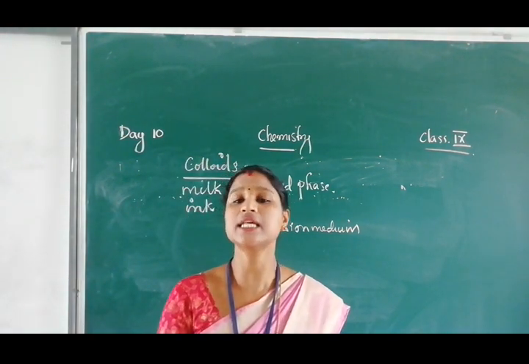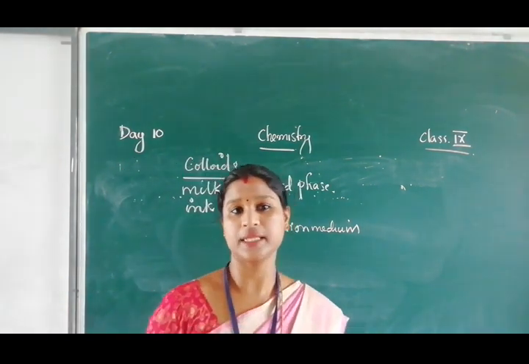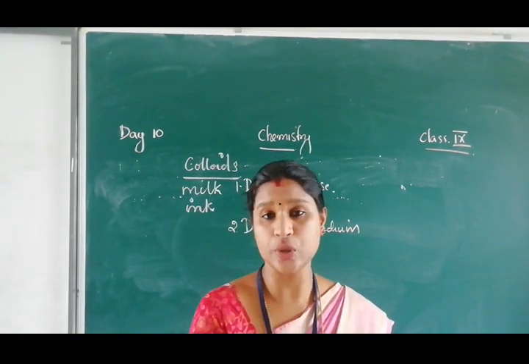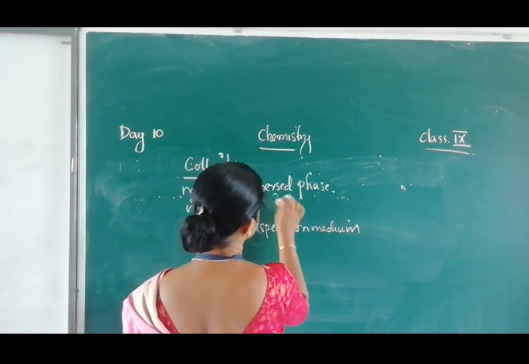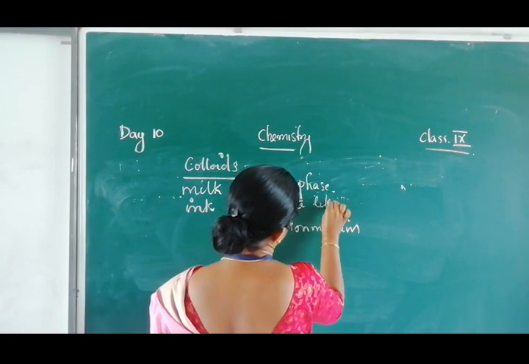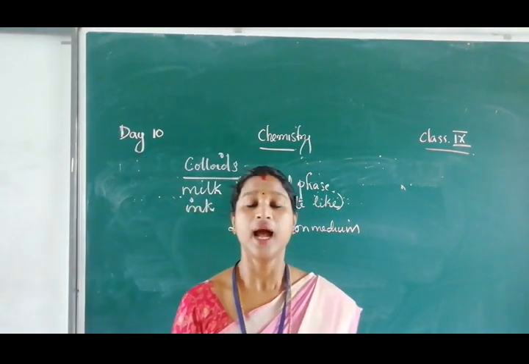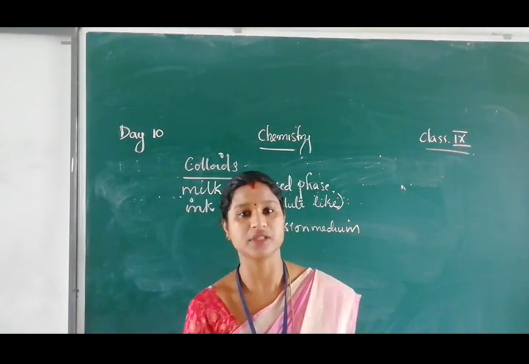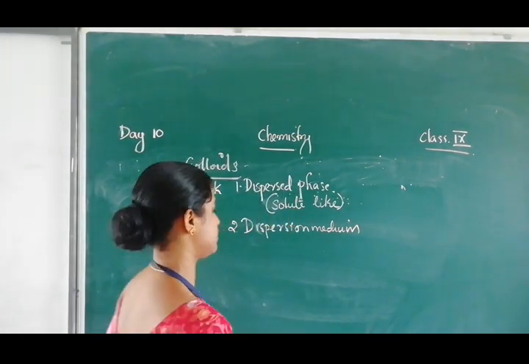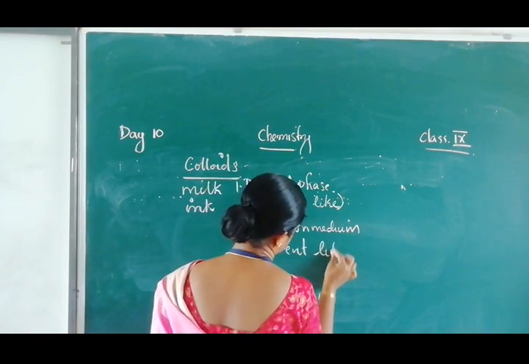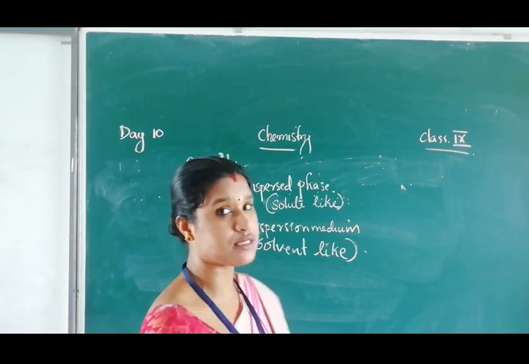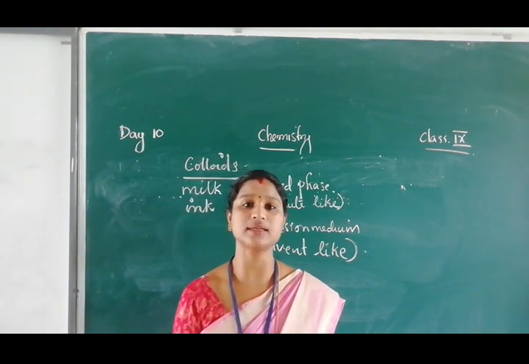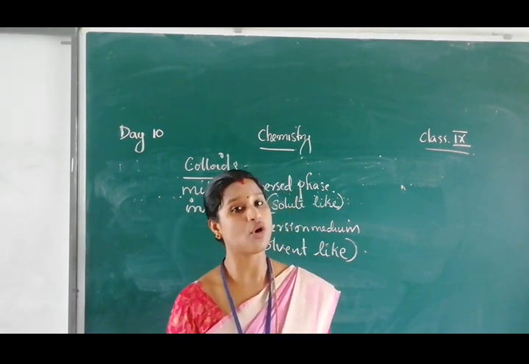Dispersed phase means it is a solute-like component. That is, if we take a colloid, the particle-level component in it is what we call the dispersed phase. So a solute-like component is the dispersed phase. And the dispersion medium is like the solvent in a solution. In the same way, in colloids the dispersion medium is a solvent-like component. So the two components of a colloid are the dispersed phase, a solute-like component, and the dispersion medium, a solvent-like component.